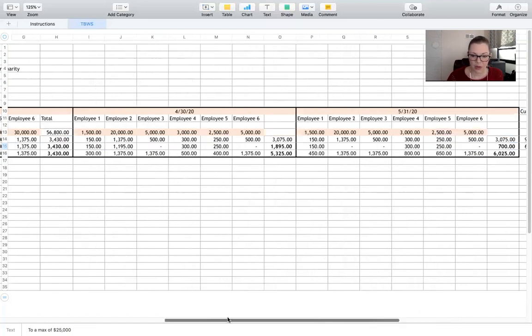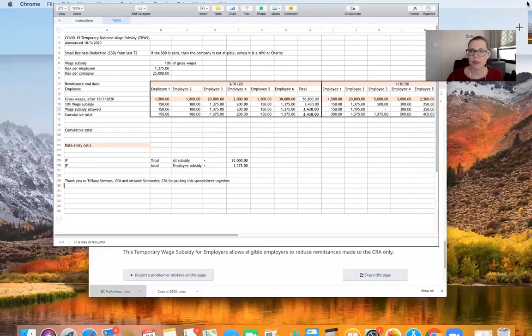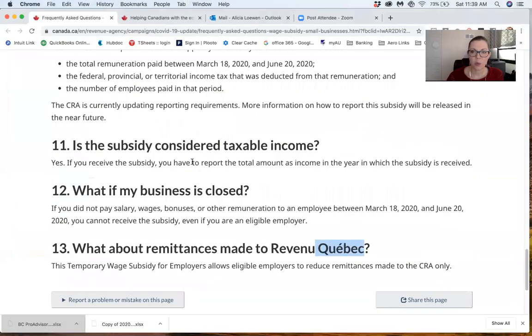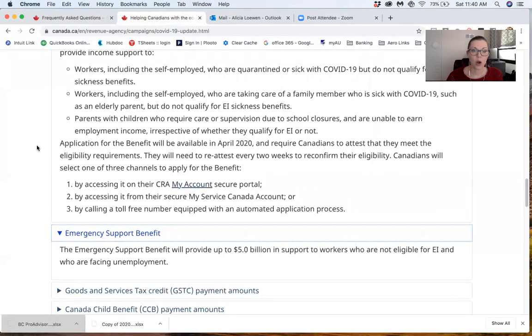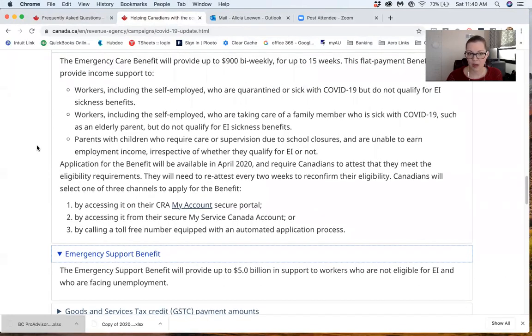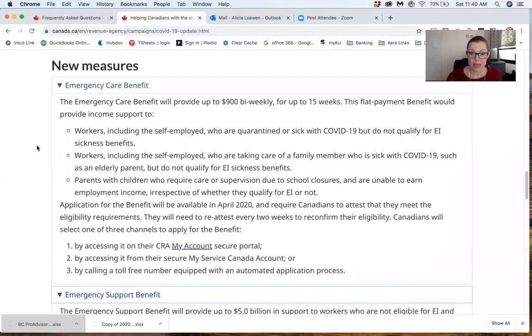Okay, so that is how you use a spreadsheet to track it, and we are nearing the end here. I just wanted to quickly go through what happens if this does not apply to you. Let's say you are a sole proprietorship or you are an employee of a company and you're watching this video and you're wondering what kind of benefits are available to you.